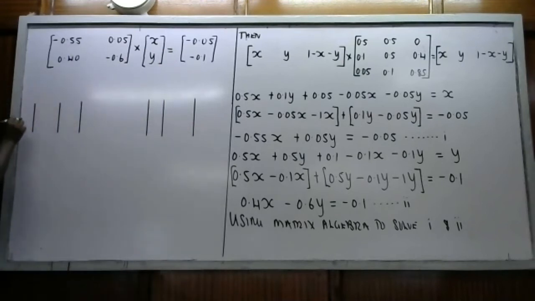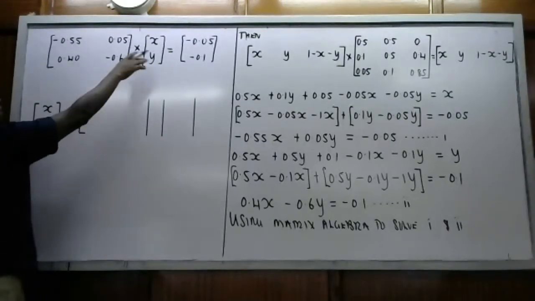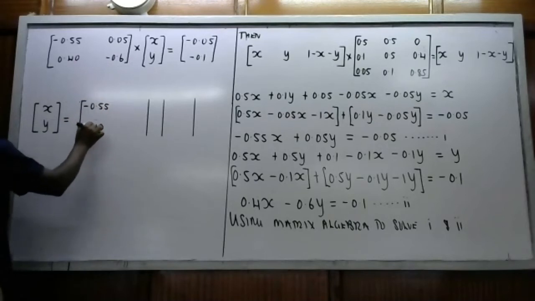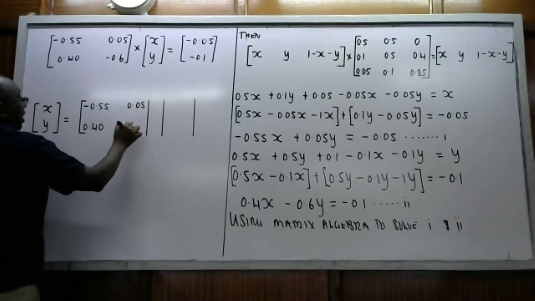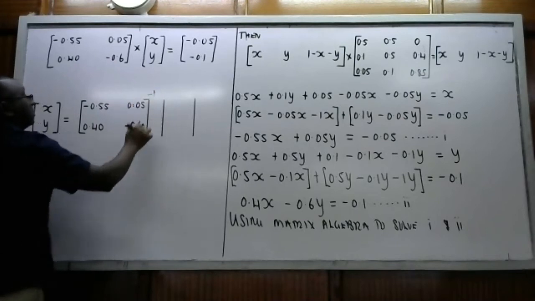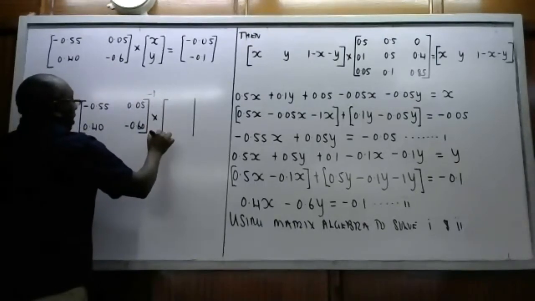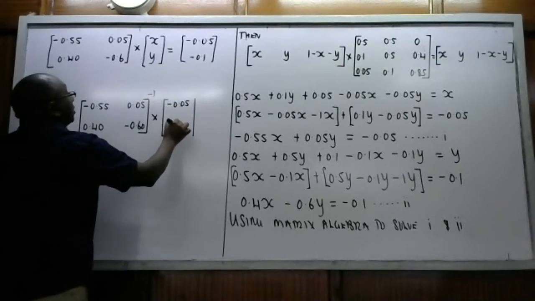So from there, you will proceed here and create a matrix x, y equal to this one, on the other side. So I have minus 0.55 and 0.4, then 0.05 and minus 0.60. And this comes in as an inverse, to multiply minus 0.05 and minus 0.10.